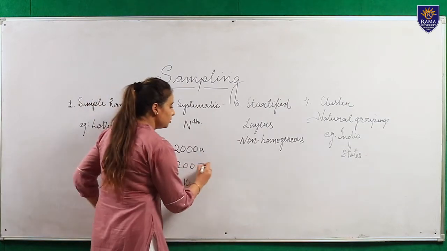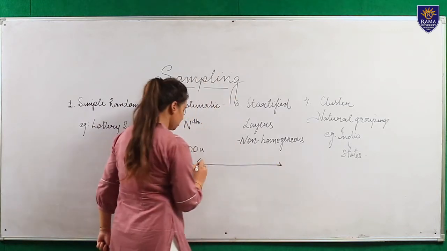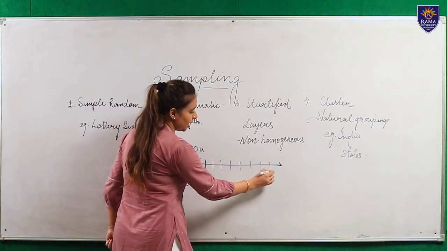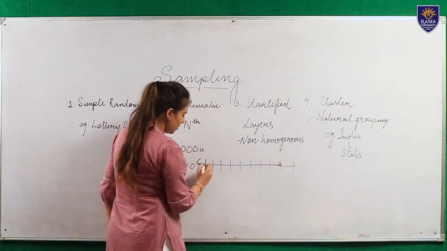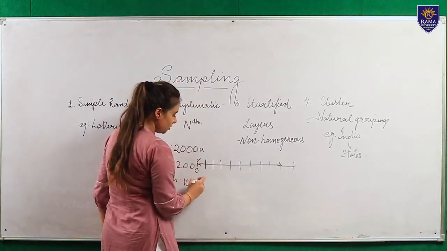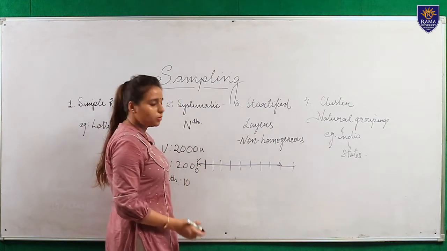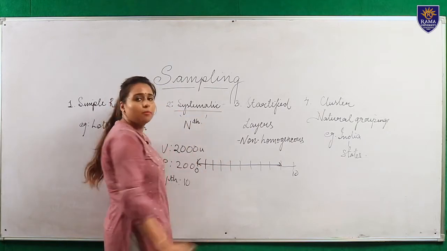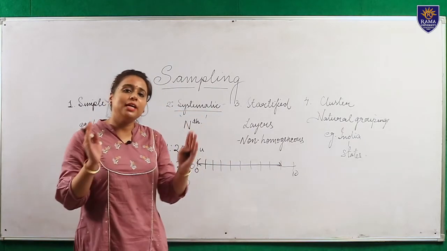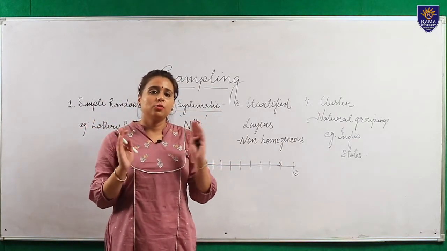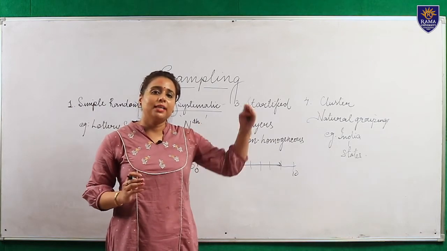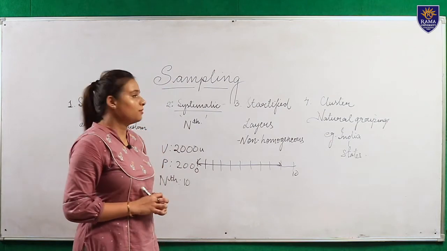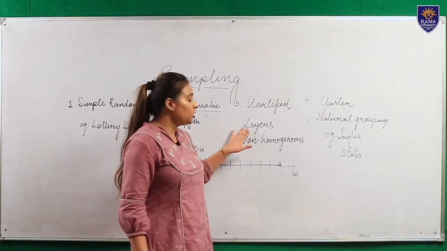For example, this is 1, 2, 3, 4, 5, 6, 7, 8, 9, 10. We started at 0. Therefore, the nth number would be 10. Therefore, it is a systematic probability sampling. Herein you choose the interval and then you choose the sample at that very interval. Now, the third type of probability sampling is stratified sampling, wherein we talk about the layers.